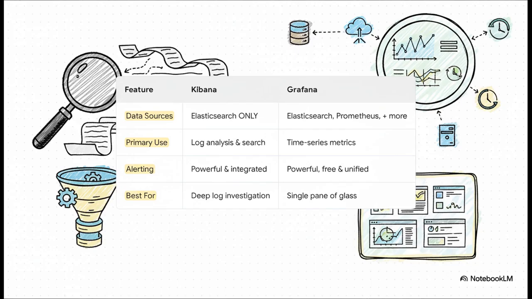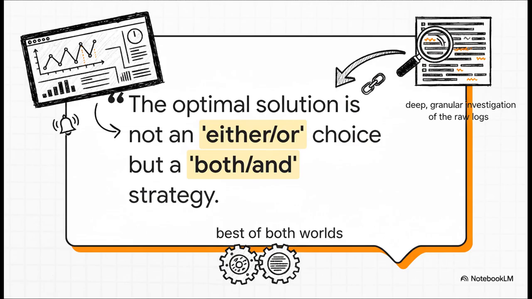It's what you'd use to build that single pane of glass view across all your systems. But here's the pro tip. The real expert level play, you don't have to choose. The best strategy is almost always both and. You use Grafana for your high-level dashboards, your at-a-glance metrics, your primary alerting. Then, when you see a spike or an anomaly in Grafana, you embed a link that takes you directly into the right spot in Kibana for that deep, granular log investigation. You get the best of both worlds, truly.